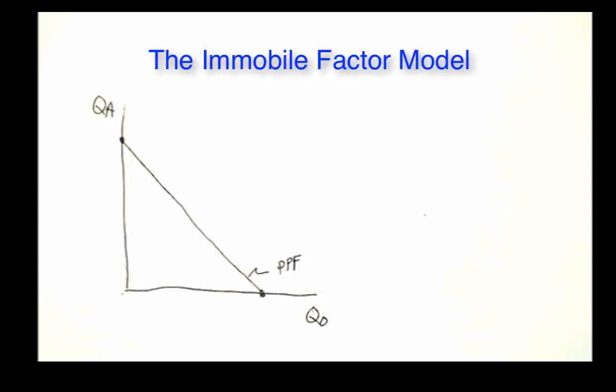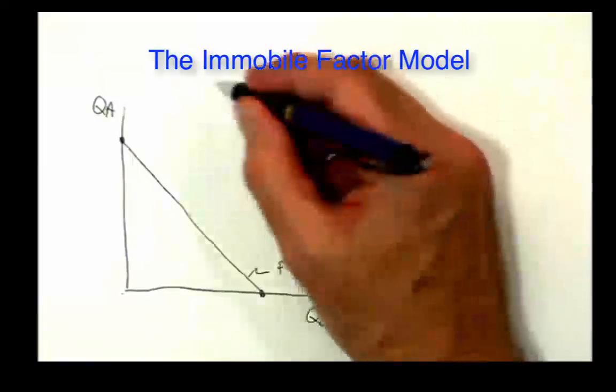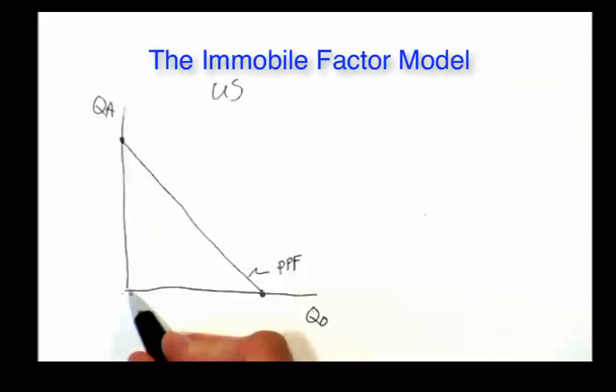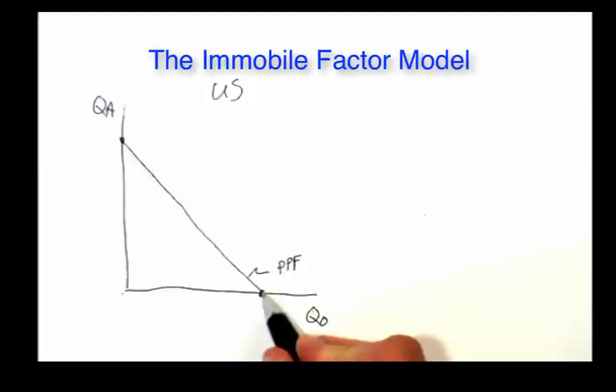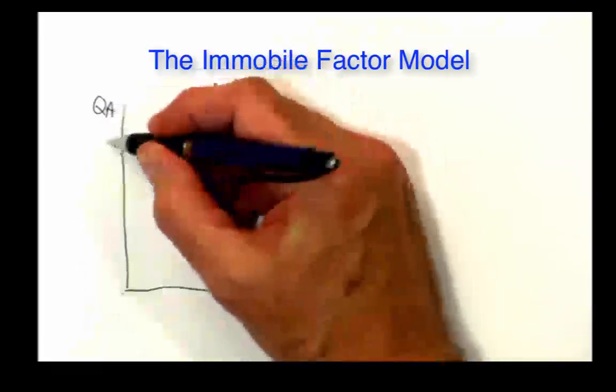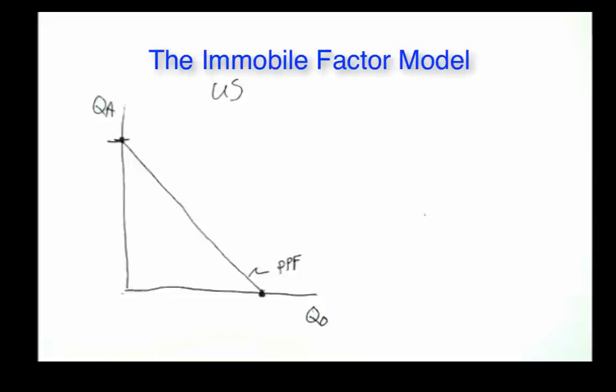And we could imagine that this is maybe not Smith, but a country like the United States. The United States could move all its workers into orange production and produce this many oranges, or it could move its workers into apple production and produce that many apples. So the movement along the PPF represents an adjustment of the workforce between the two industries. To move down to the right along this PPF, you're going to have to move workers out of apple production and into orange production.